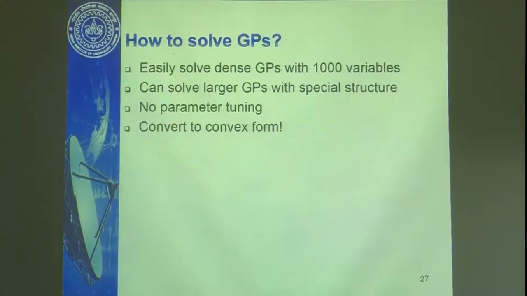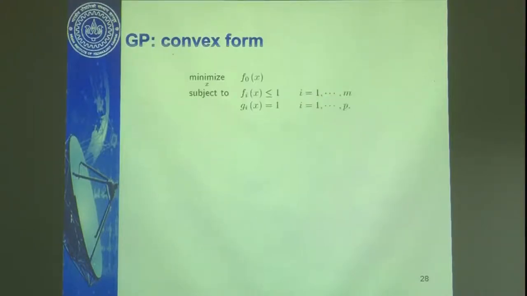And the essential idea behind why you can solve GPs is that you can convert them into the convex form. And because of this result, you can solve very large GPs. You can solve GPs with 1000 variables, even more. If you have a special structure, you can solve GPs with an even larger number of variables.